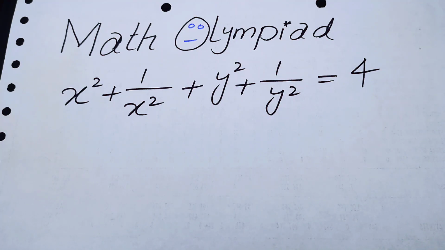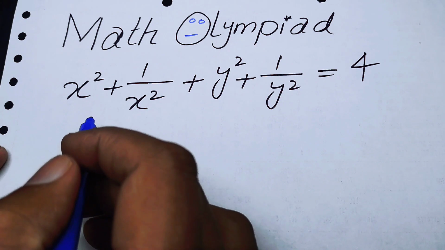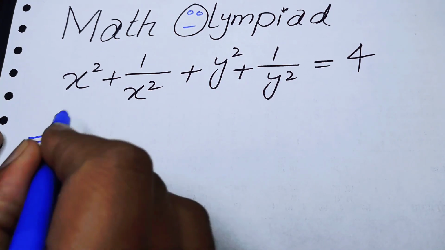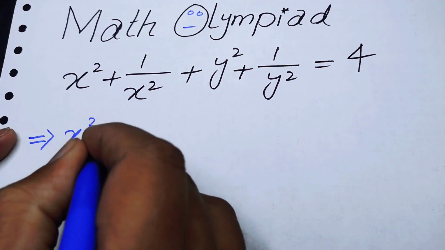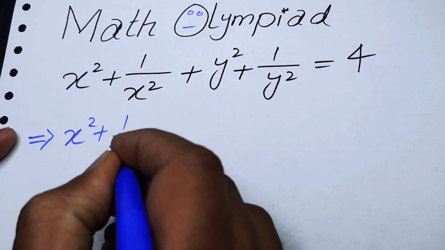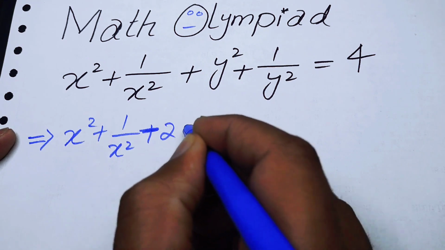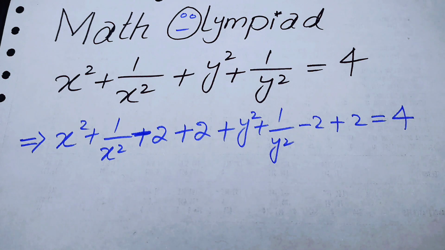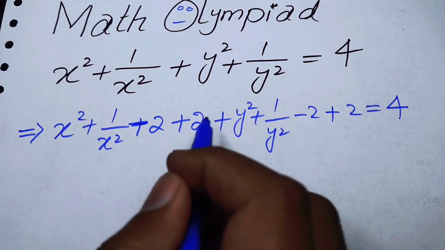In this video we are going to solve this nice algebra problem and find the values of x and y. So the very first thing we are going to do is complete both of the squares. I will write x square plus 1 over x square, minus 2 and plus 2. Here I only do one thing, which is add minus 2 and plus 2 on both of the terms.